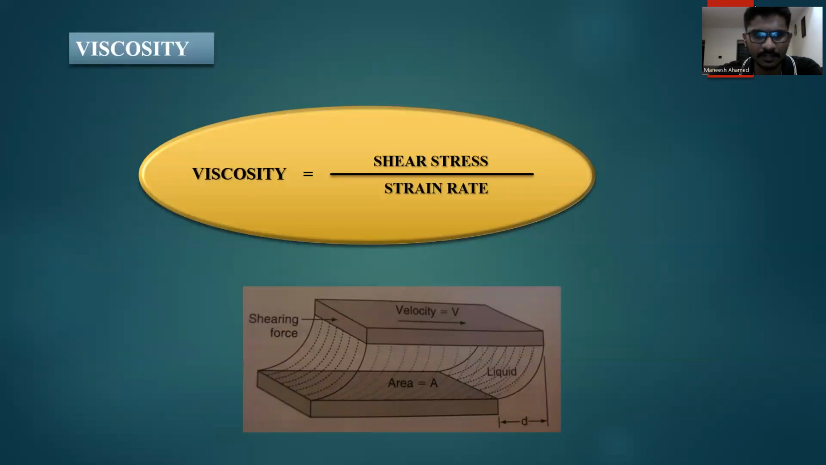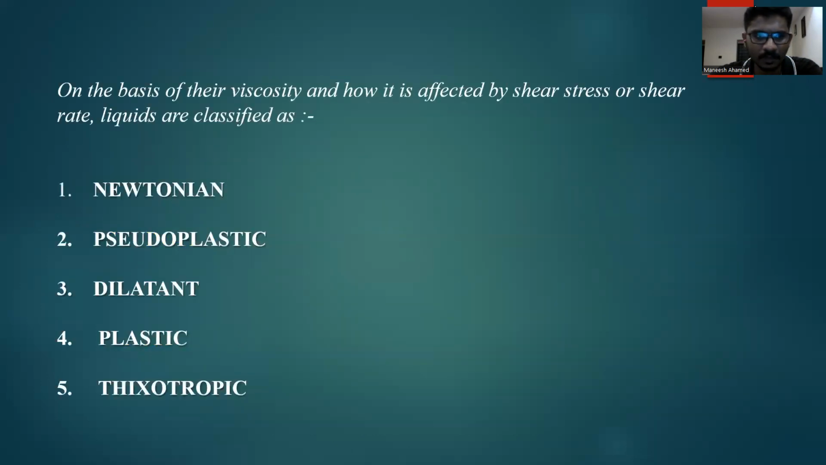First, we will discuss what is viscosity. Viscosity is the shear stress divided by shear strain rate. For example, imagine a laminar flow of a liquid. So the liquids flow in planes. If you imagine it as different planes, the viscosity is the shear stress divided by shear strain applied by each plane on the plane which is located adjacent below. On the basis of viscosity and how it is affected by shear stress or shear rate, liquids can be classified as Newtonian, pseudoplastic, dilatant, plastic, and thixotropic.